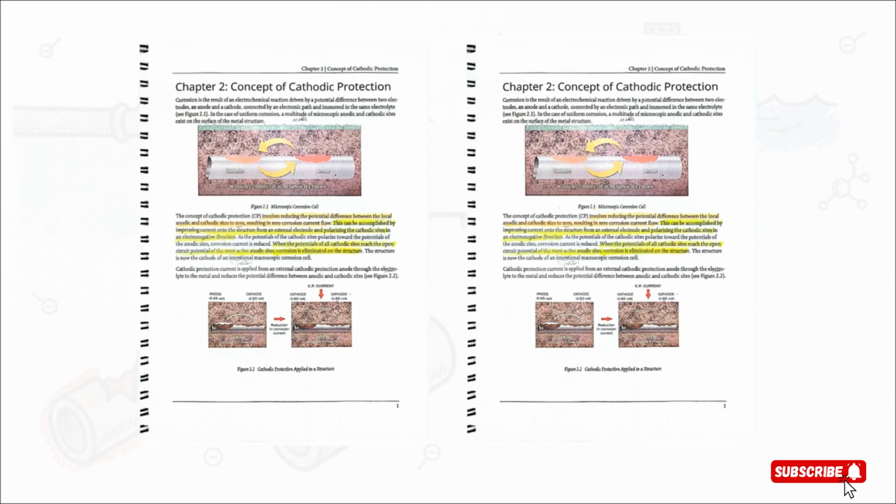But on the right, you see what happens when we apply CP. We introduce an external current that's stronger than the natural corrosion current, and we force it to flow to the entire surface of the pipe. This basically overwhelms all those little local anodic sites and turns them into cathodes. And if you have no anodes, you have no metal loss. The corrosion is stopped cold.